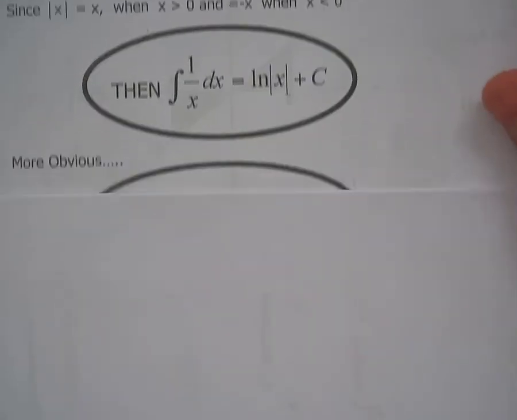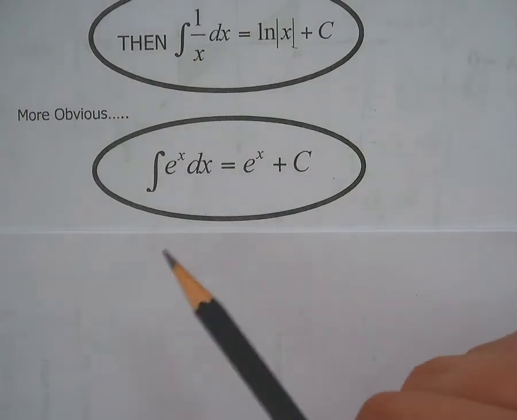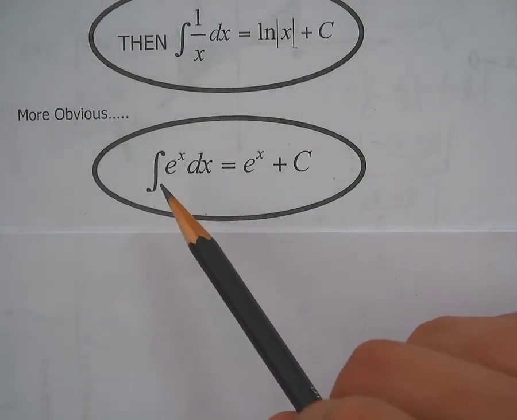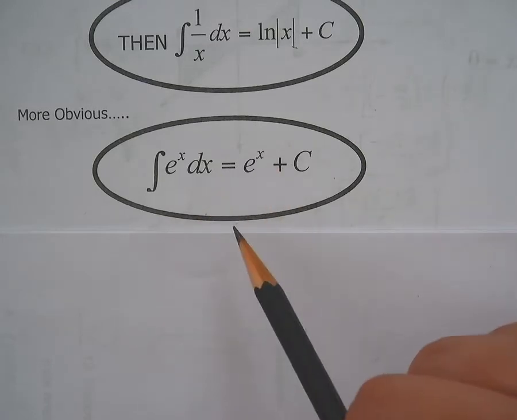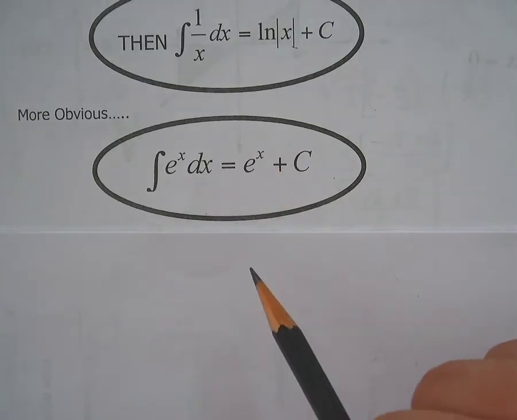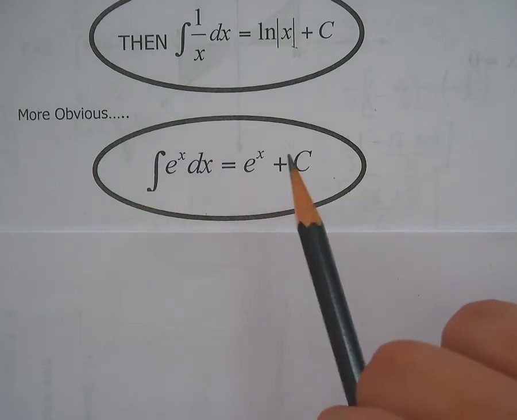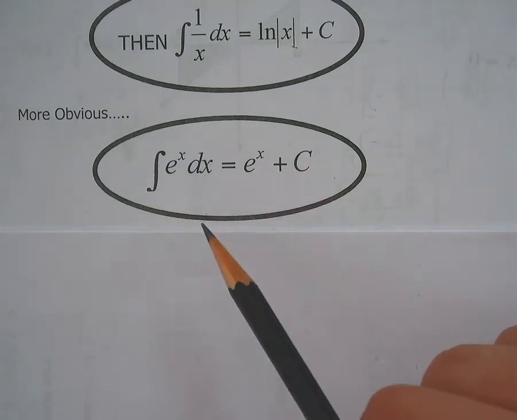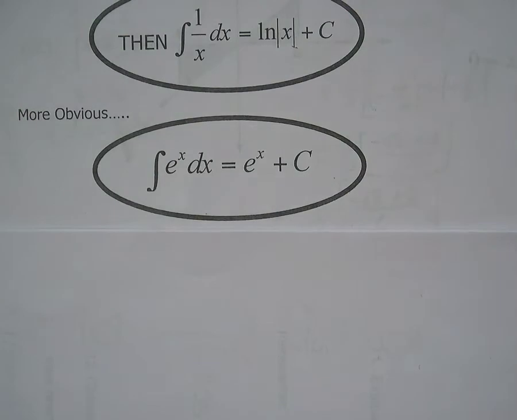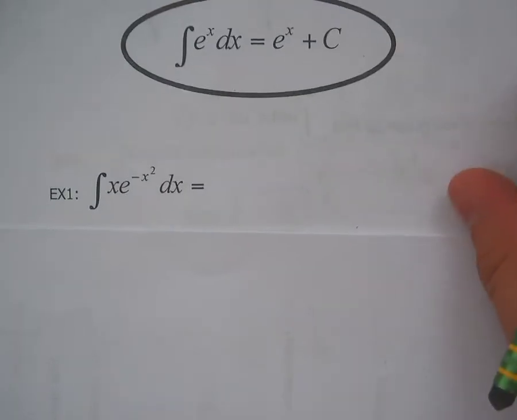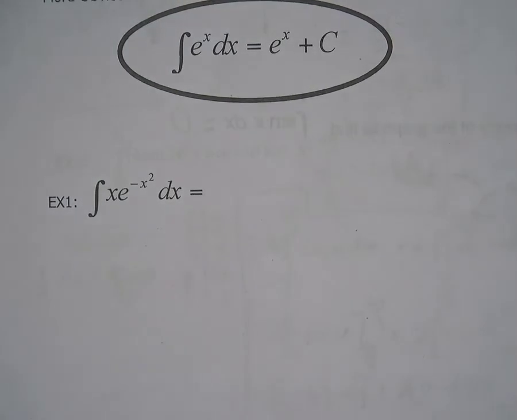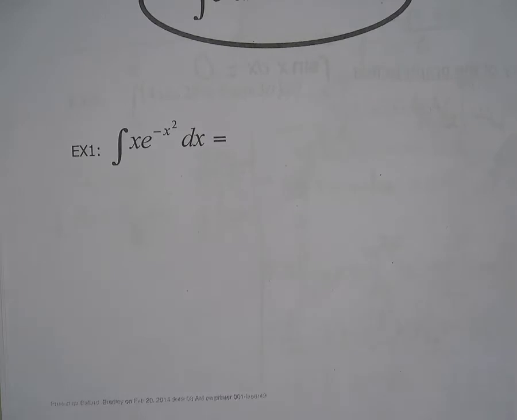And then, of course, down here, the more obvious one is the integration, the antiderivative of e to the x dx is e to the x plus c. So the integral of e to the x is e to the x plus c. Now, we're not going to do something so simple as this. We're going to jump straight into our u substitution idea. Number 1, it says the integral of x e to the negative x squared dx.